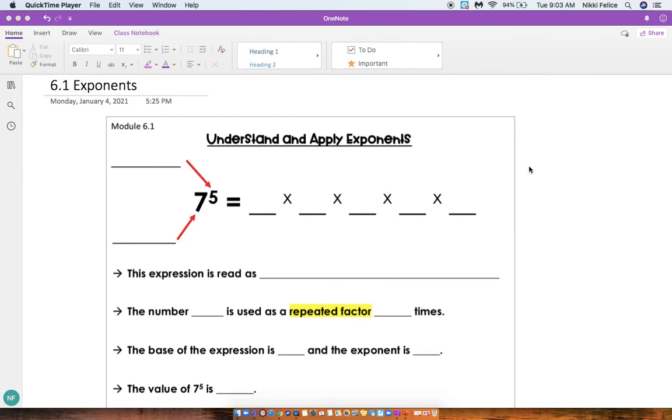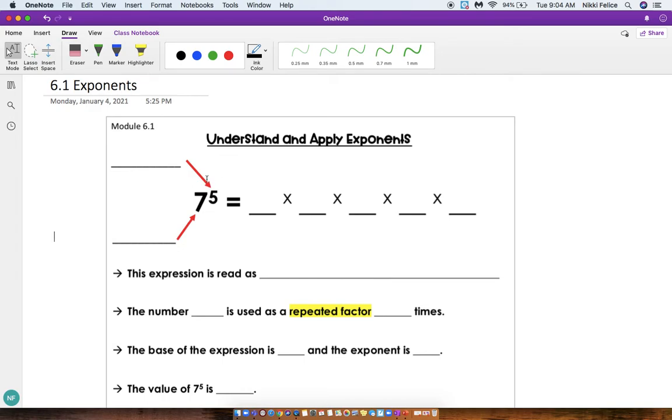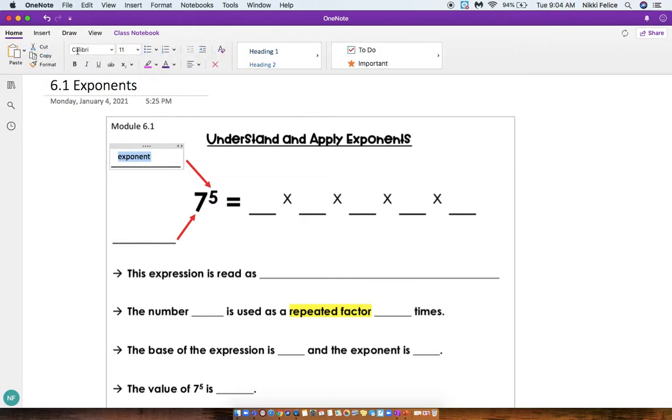Today in this video, we're going to talk about exponents. We're going to learn how to read an exponent and understand what an exponent means. So you've probably seen this before, but this right here, this 7 with the little 5 in the top right corner, this is an exponent. Actually, this number that's up here in the top right corner, that specifically is called an exponent. That right there is your exponent. And the bigger number, the 7, that's called your base.